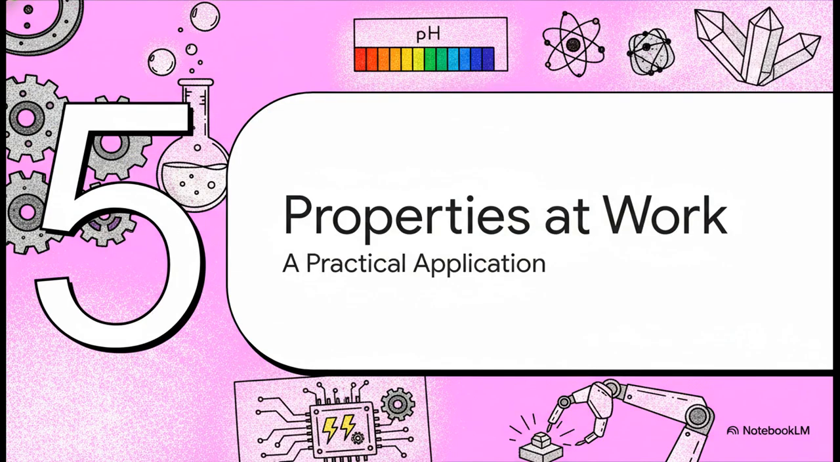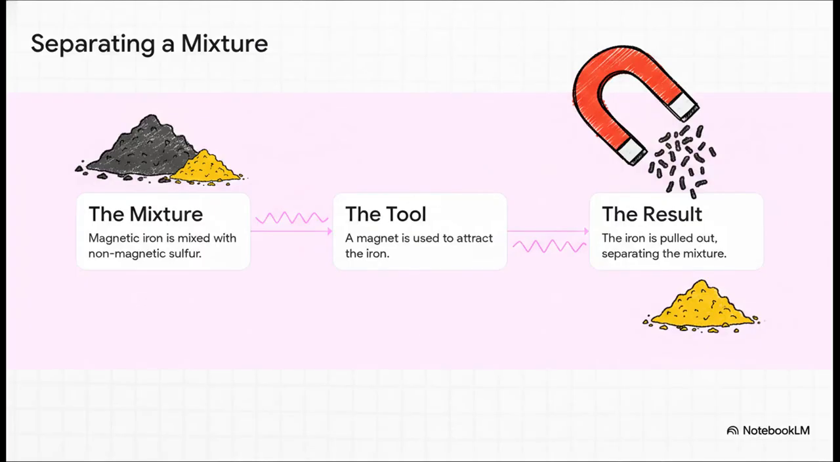So, we've explored the fundamental properties of matter, from the physical toughness of metals to the chemical punch of acids. But the real magic happens when we put all this knowledge to work. Let's look at a super clear, practical example of this. Okay, imagine you've got this messy mixture of iron filings and yellow sulfur powder. They're totally jumbled together. How on earth would you separate them?